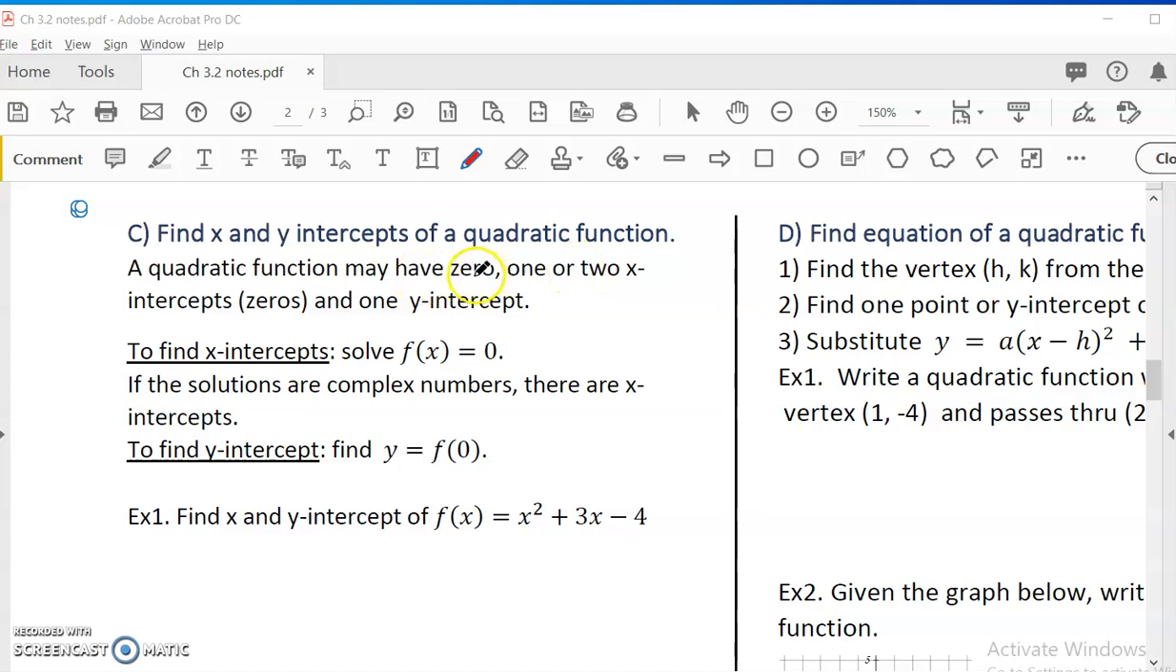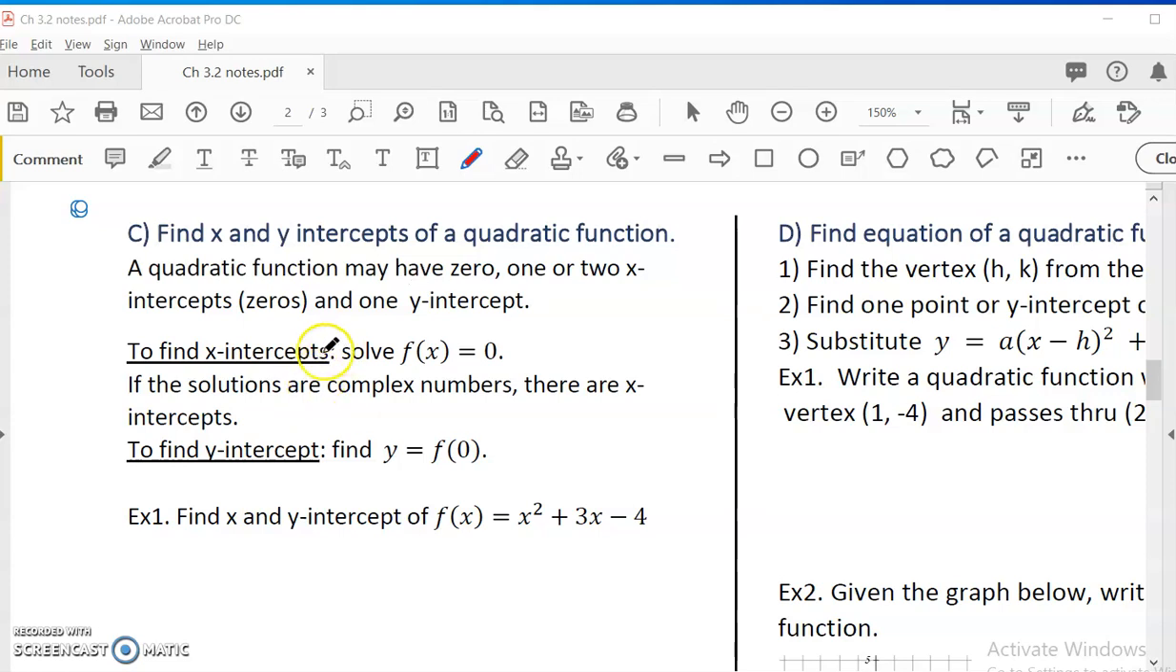It might have no x-intercept, or one or two x-intercepts, but it would have one y-intercept. So if someone gives you a formula, how can you find those intercepts, x and y intercepts? And how do I know when it has 0 or 1 or 2?